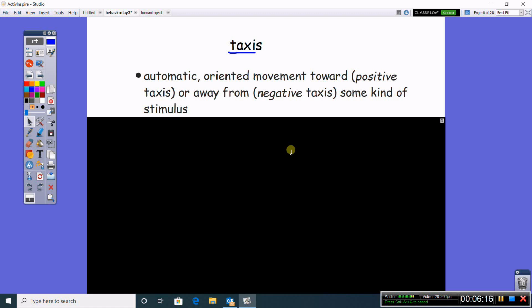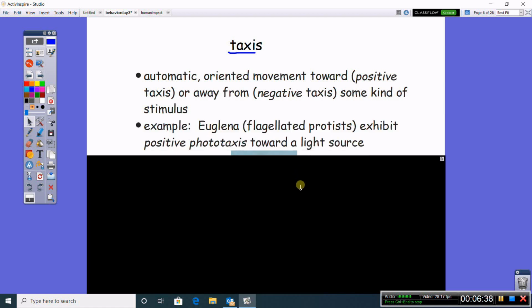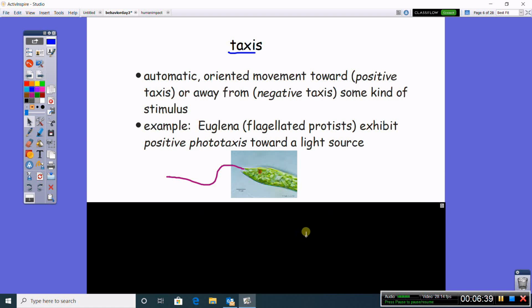It is an automatic, oriented movement either towards a stimulus, which would be positive taxis. And if you haven't heard that word taxis before, you've probably heard it with a prefix, like chemotaxis or phototaxis. Or it could be a movement away from a given stimulus, and that would be a negative taxis. Okay? So we're going to look at an example of phototaxis first.